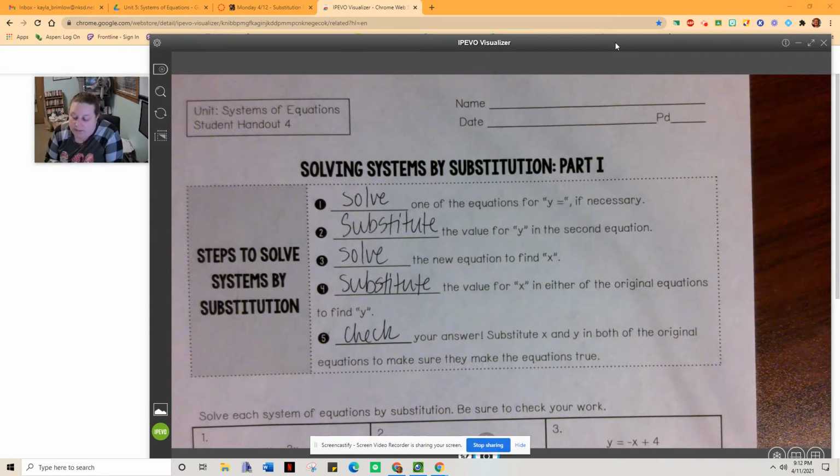And then you want to check your answer by substituting x and y into both original equations to make sure it's true. So we know in a system of equations, a solution is where the two lines would intersect. It's a coordinate they have in common. So it would have to work for both equations algebraically to prove that it's a coordinate in each of those functions, a unique x and y value together.